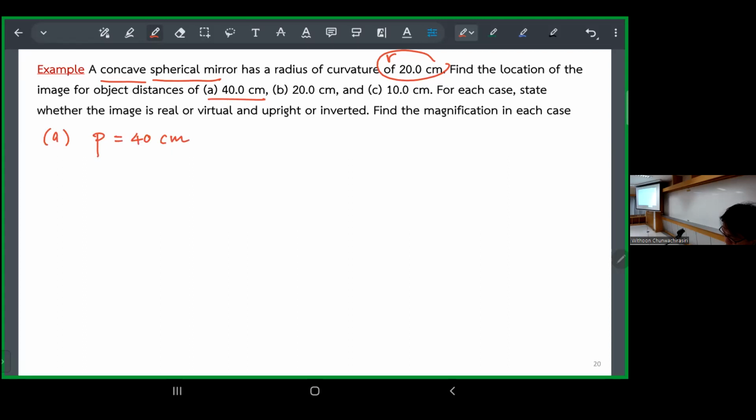Now your focal length has to be half of the radius. So that means it must be 20 over 2, and it's going to be 10 centimeters. All you care about is what is Q. See, it's done. The only thing left is, well, now wait a second. You have a concave mirror. So there must be two different things if you have a concave or a convex mirror. And that is in the sign.